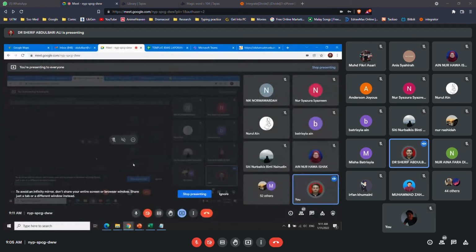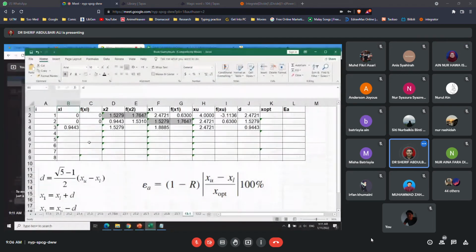Okay, have you done at least two iterations? Have you done at least two iterations? Yes. Okay, so let me go through the two iterations that you have solved and see what results come out. Then I'm going to explain what the x optima is and how to find the error.